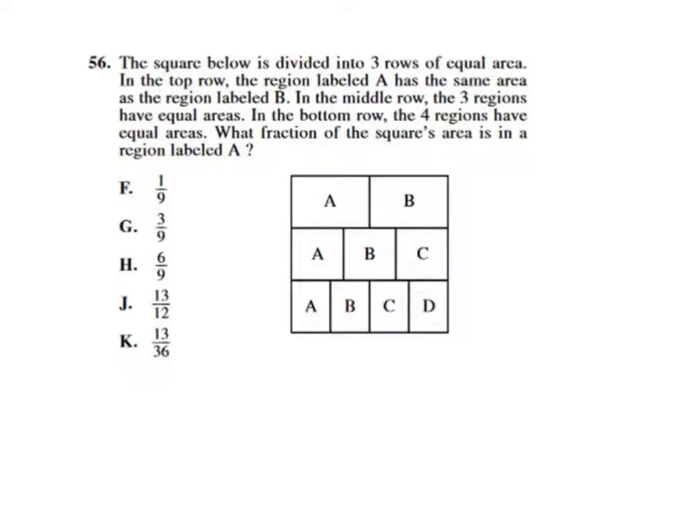The square below is divided into 3 rows of equal area. In the top row, the region labeled A has the same area as the region labeled B. In the middle row, the three regions have equal areas, and in the bottom row, the 4 regions have equal areas. What fraction of the square's area is in a region labeled A?